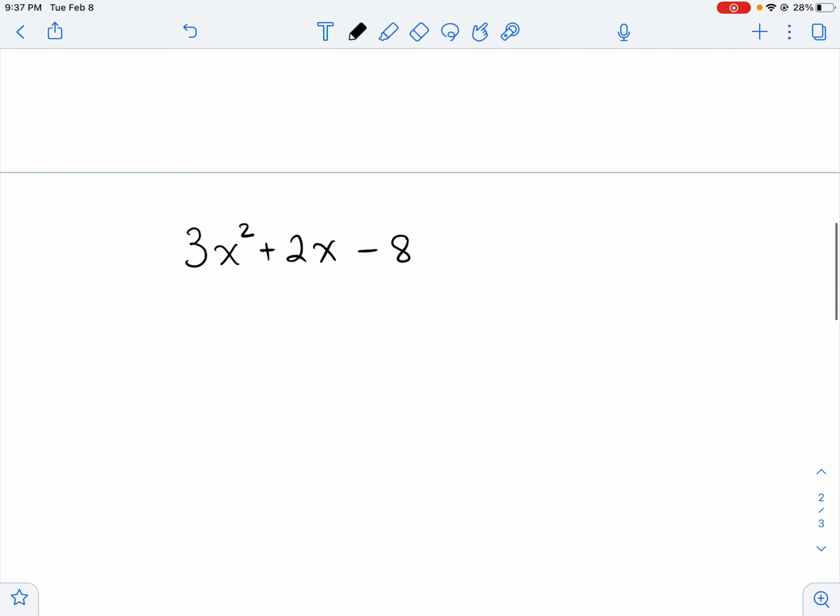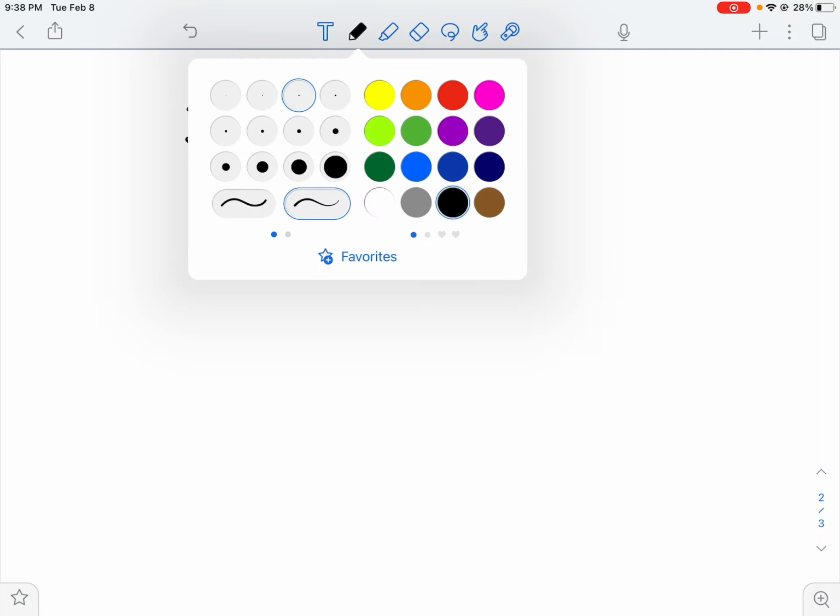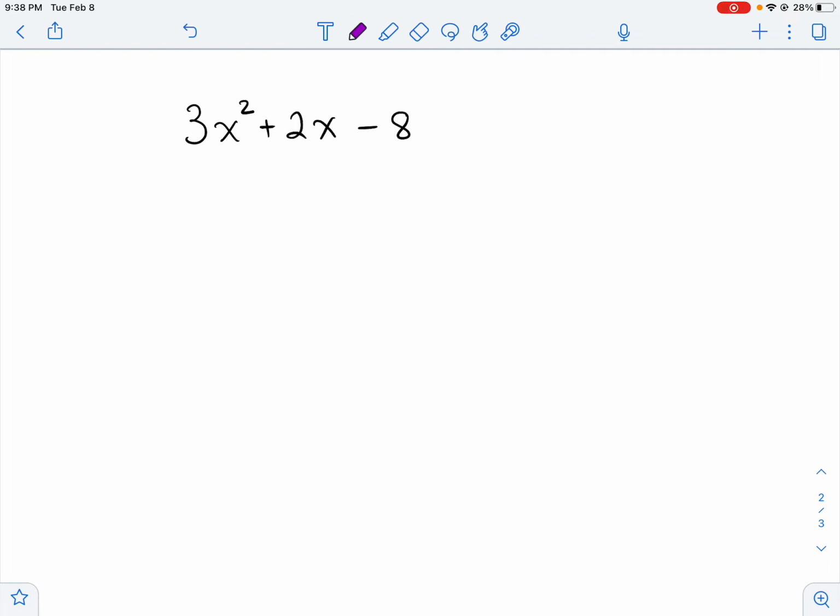Okay, let's try another one. So we have 3x squared plus 2x minus 8. Okay, so step 1. Find numbers that multiply to 3 and numbers that multiply to negative 8. Okay, so all the numbers that multiply to 3 are just 3 times 1 or 1 times 3. Okay, got those. Now I'm going to find everything that multiplies to negative 8. So 8 times 1, 1 times 8, 4 times 2, 2 times 4.